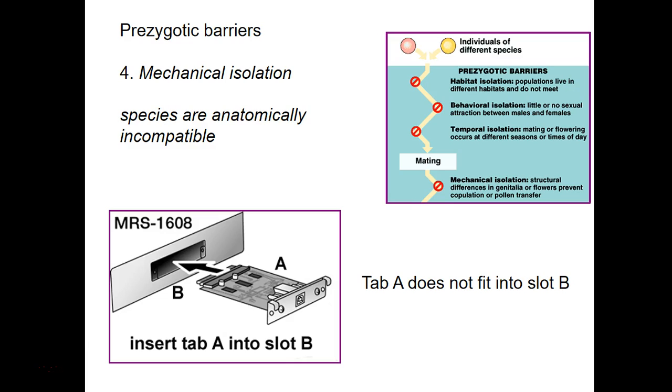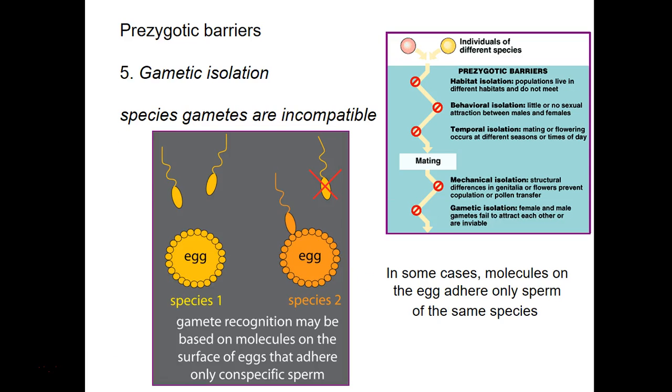Mechanical isolation, this one gives a lot of people some giggles. This is when species are anatomically incompatible. So to put it mildly, tab A does not fit into slot B. For many organisms where there's direct deposition of sperm, you need the male and female genitalia to coordinate appropriately so that you can deposit sperm.